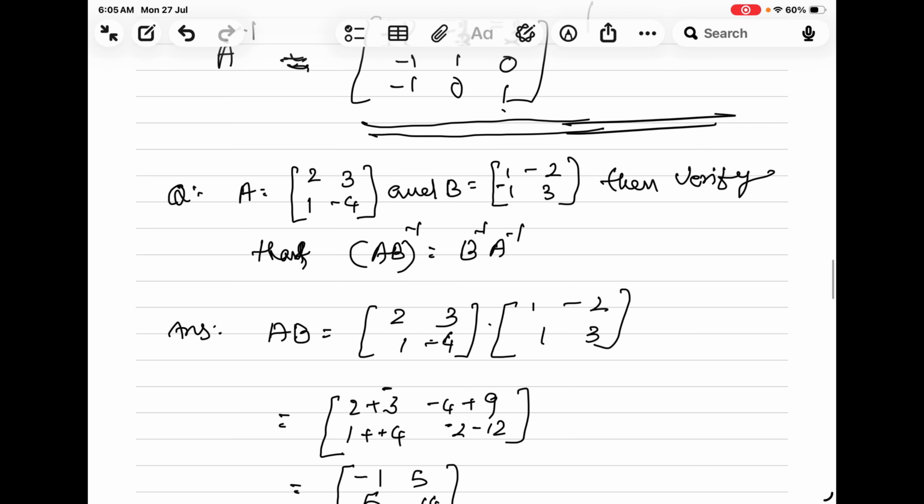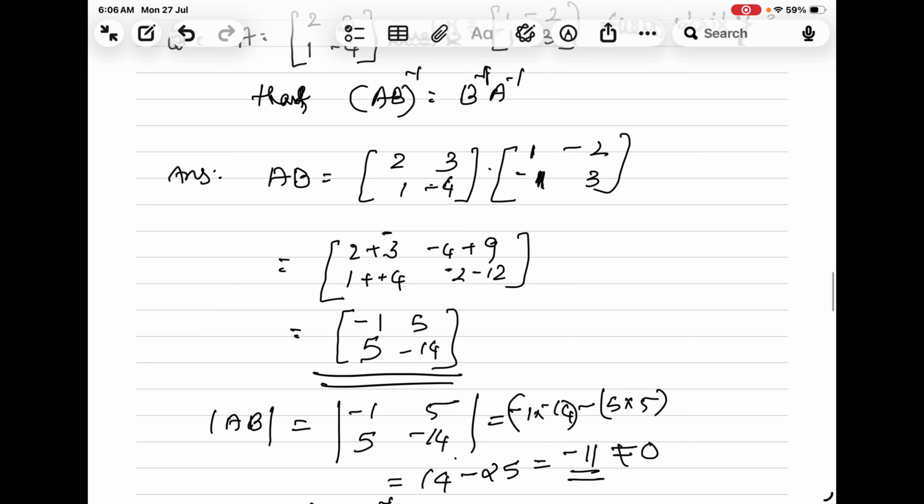The next question: A equal to 2, 3, 1, negative 4 and B equal to 1, negative 2, negative 1, 3. Then verify that AB whole inverse equals B inverse A inverse. Here we first find AB equal to 2, 3, 1, negative 4 into 1, negative 2, negative 1, 3. AB equals 2 plus negative 3, negative 4 plus 9. Then second row: 1 plus 4, negative 2 plus negative 12. That is negative 1, 5, 5, negative 14.